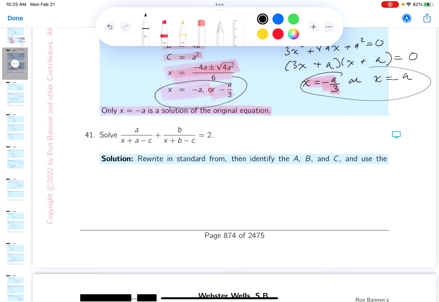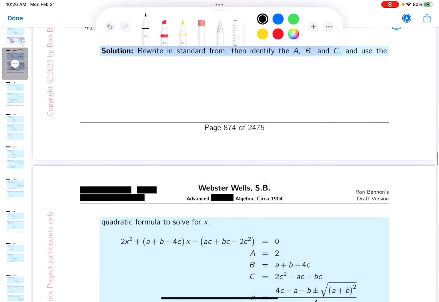Okay, first thing is just the LCD, and looking at it, it's really not that bad. The LCD, and we've done many of these before, is x plus a minus c times x plus b minus c. All right? And that's the LCD. What do we do? Multiply both sides by the LCD. And we're hoping that when you do that, it works. I'm not saying it's not work.